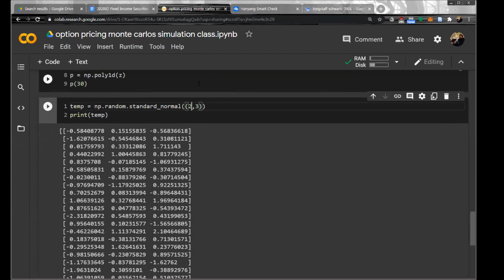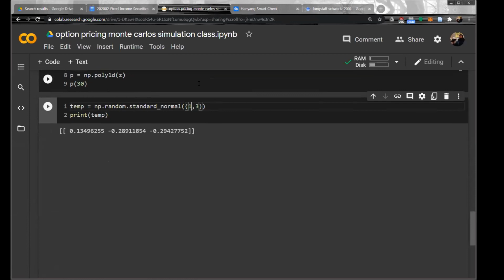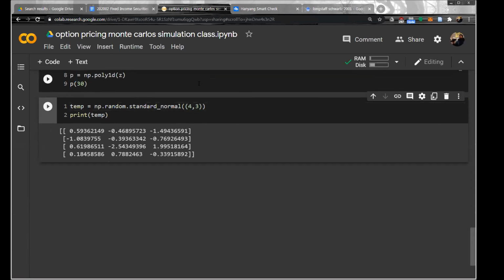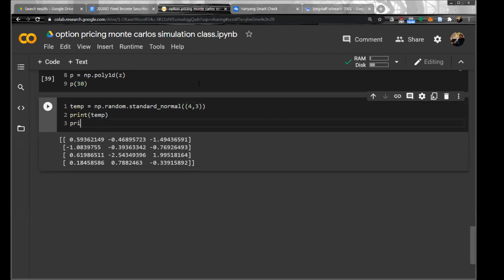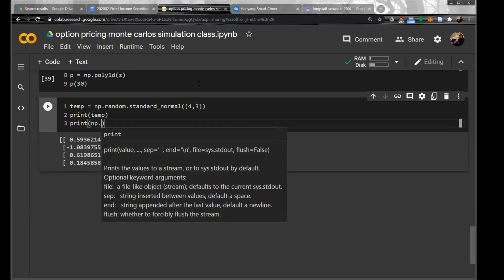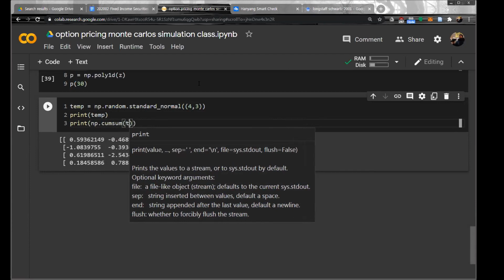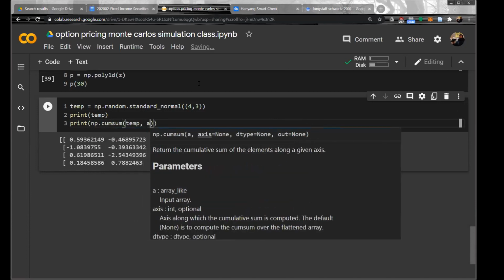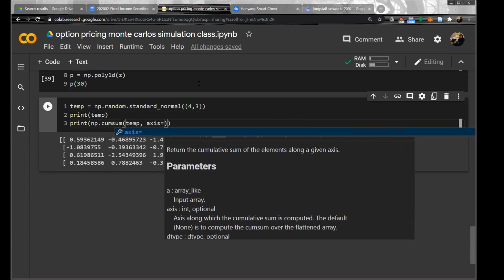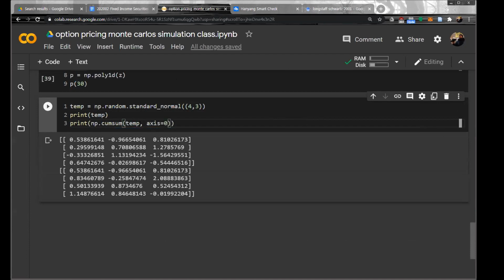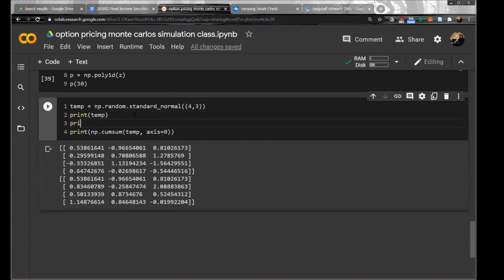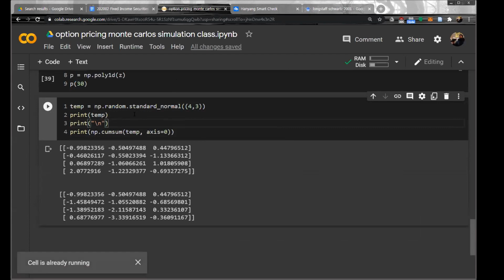If we make it 1, 3, then it is a vector. Let's say 4. Okay. And then we have another interesting function for the cumulative sum. So let's say print np.cumsum of temp, and then axis equal 0. Okay.